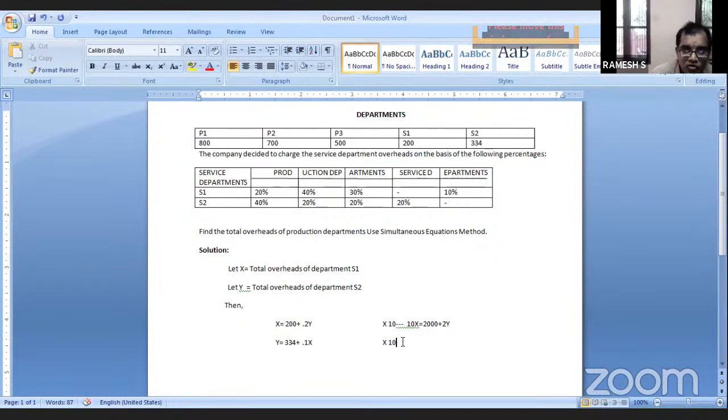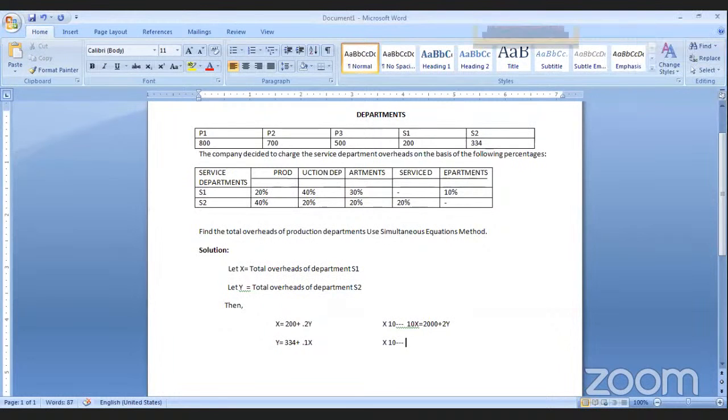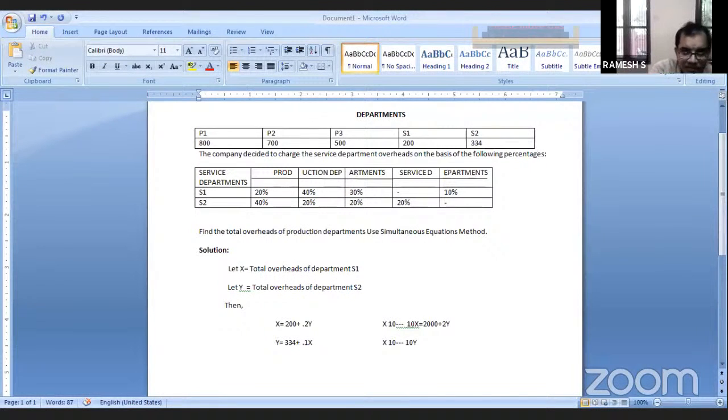So similarly here also, in order to eliminate points, we have to multiply this equation also with 10. Okay, 10 into y will give us 10y. 10y is equal to 334 into 10, 3340, plus 0.1 into 10, meaning it will give us 1x.